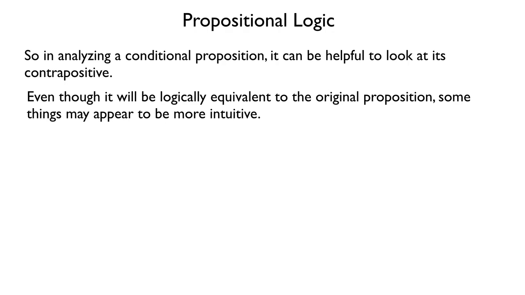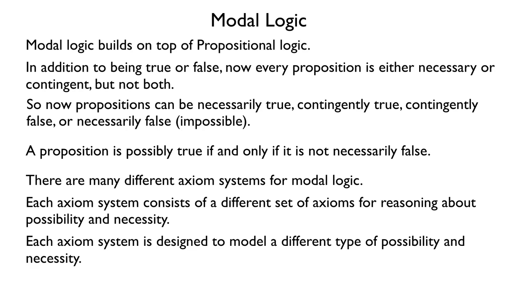So that's propositional logic. Now, modal logic builds on top of propositional logic. In modal logic, in addition to being true or false, now every proposition is either necessary or contingent, but not both. That leads to 4 combinations for propositions. Propositions can be necessarily true, such as 2 plus 2 equals 4. They can be contingently true, such as horses exist. They can be contingently false, such as unicorns exist. Or they can be necessarily false, such as 2 plus 2 equals 5.